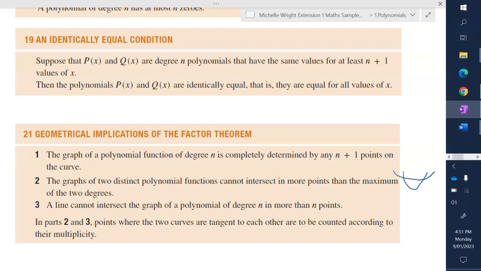So let's read it again. The graph of two distinct polynomial functions cannot intersect in more points than the maximum of the 2 degrees. So if I had two quadratics, the maximum degree is 2, so they can't intersect in more than 2 points.